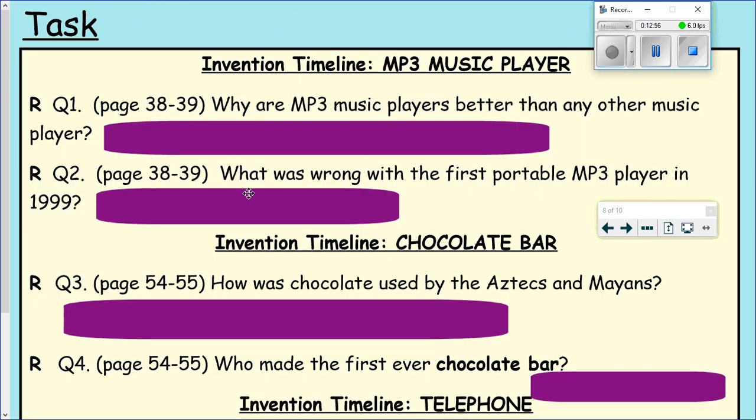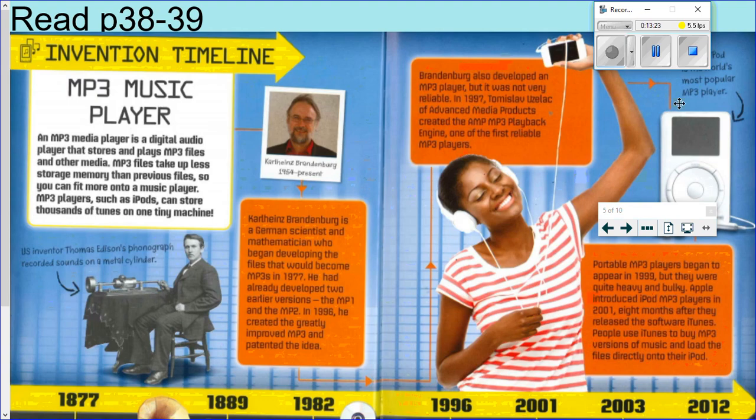Question number 2. What was wrong with the first portable MP3 player in 1999? Now I'm going to give you a little bit of a clue, a way to help you answer questions is by scanning the text. Now we know that the key date here is 1999, so we're going to scan the text to look for that key date to help us find that information. Okay, so it's on page 39 on this side. What was wrong with the first portable MP3 player made in 1999? Have a little read through, see if you can find the answer.